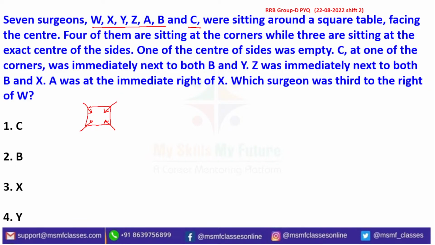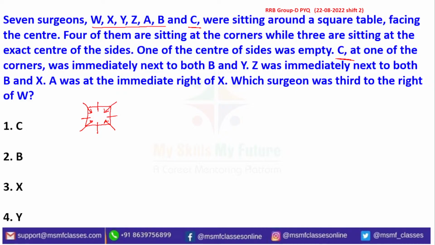while three were sitting at the exact center of the sides. So three are sitting at the centers of sides, and one of the center sides was empty. So there are seven surgeons here, but we have eight allotments.